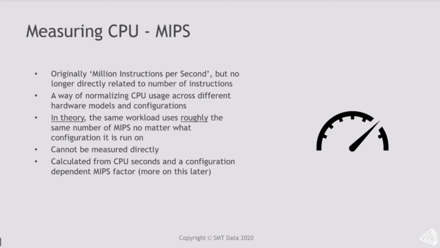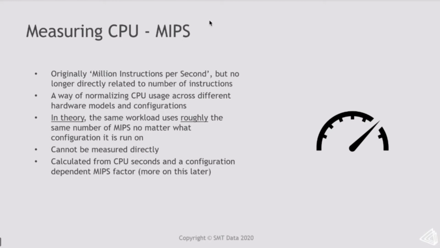It's something that's calculated based on CPU seconds and a configuration-dependent MIPS factor. And we'll talk a lot more about how that happens, because there's a lot of ways of doing that. The third big one is MSU. It originally stood for 1 million service units. It's calculated based on factors determined by IBM, because IBM uses MSU to do software billing.